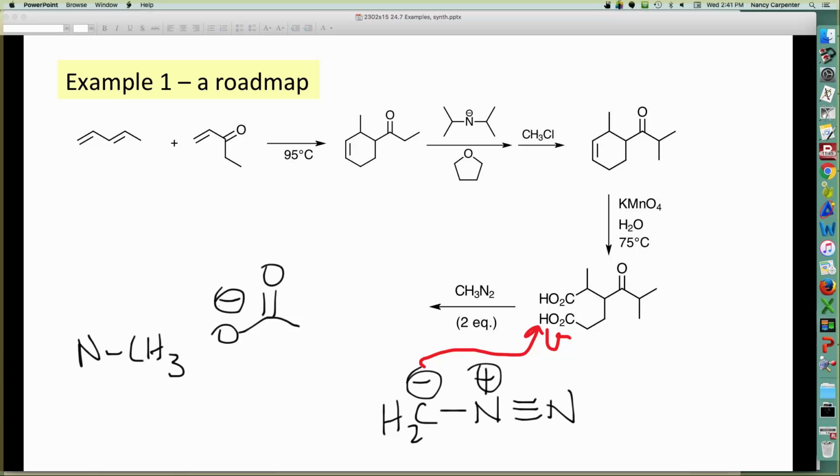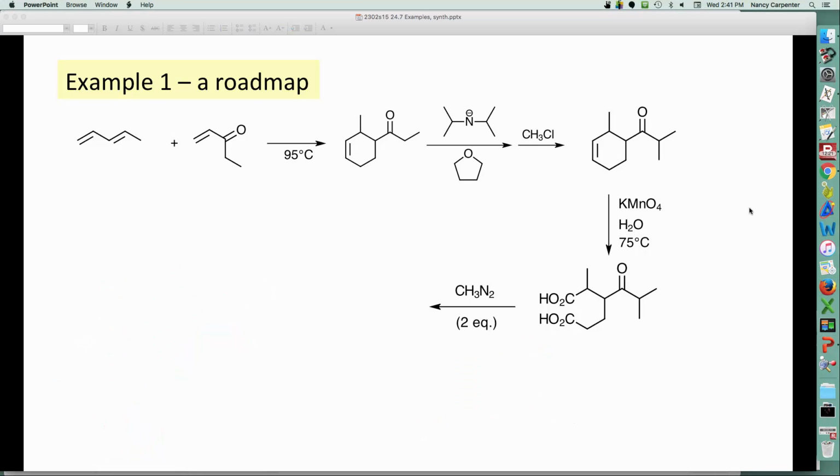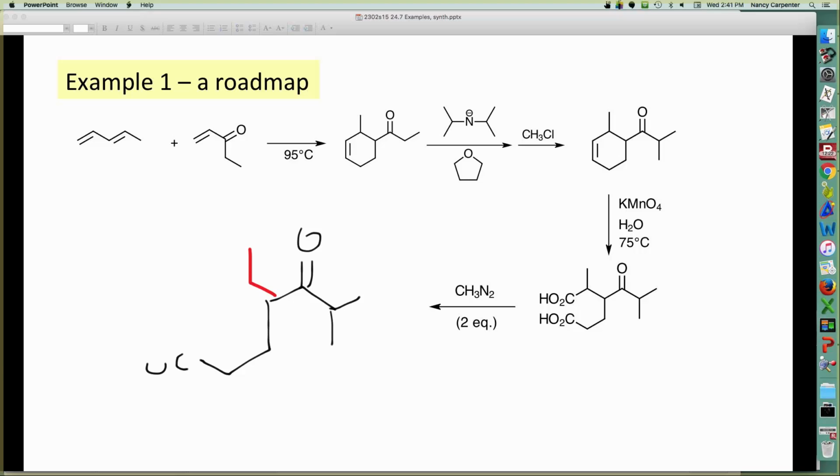can very easily carry out an SN2 reaction to kick out a tremendous leaving group and make the diester. So here is our final product, CO2CH3, CO2CH3. So take-home messages here are always focus on the functionality.